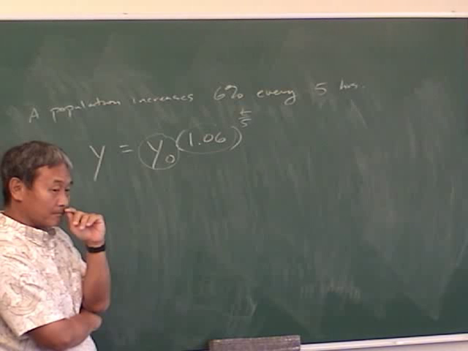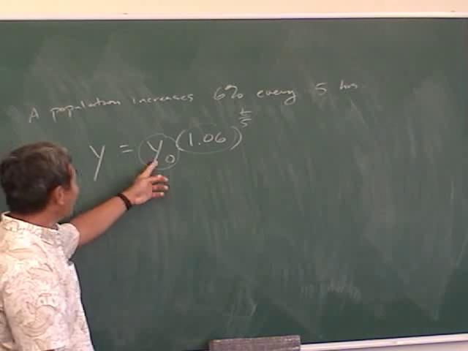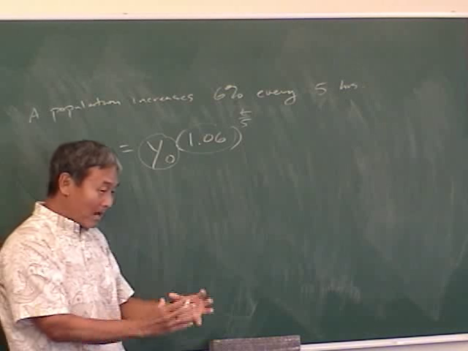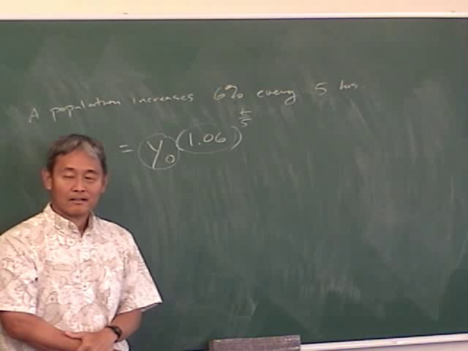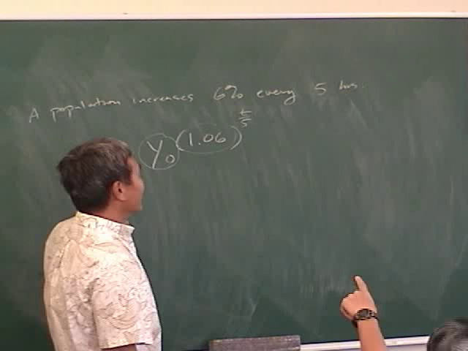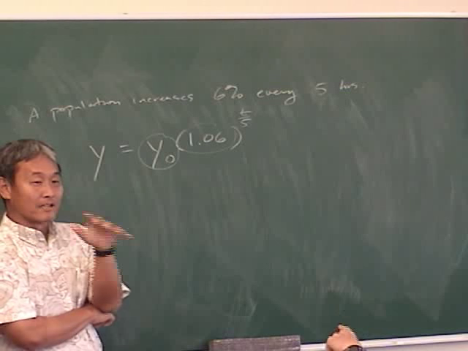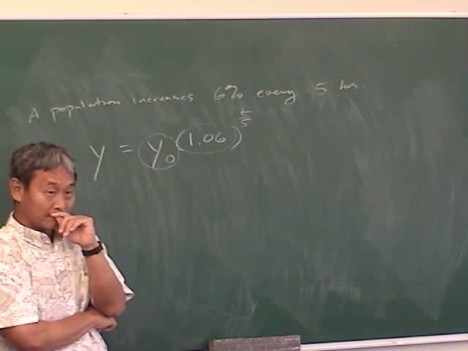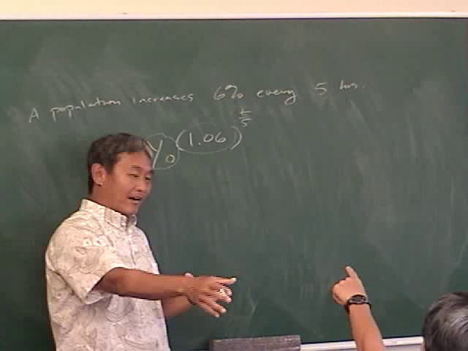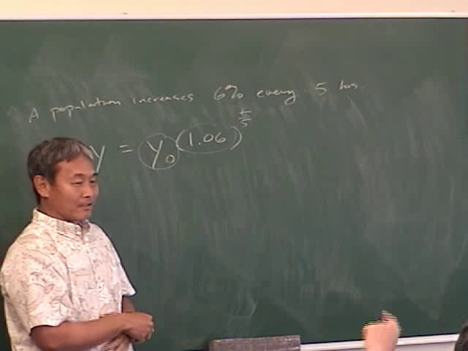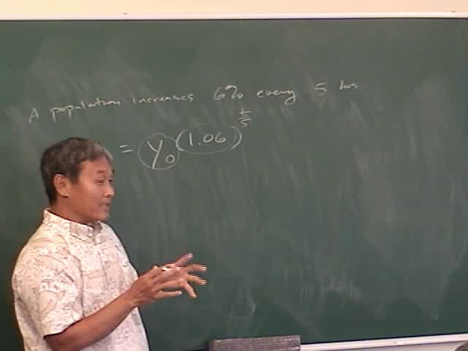Why is y naught your initial amount? Because it's given. Because you have to know what you're increasing. If t would be 0, then the initial population would be 1 times the population. Initial means when t is 0.